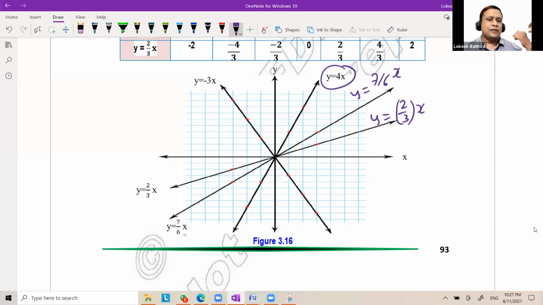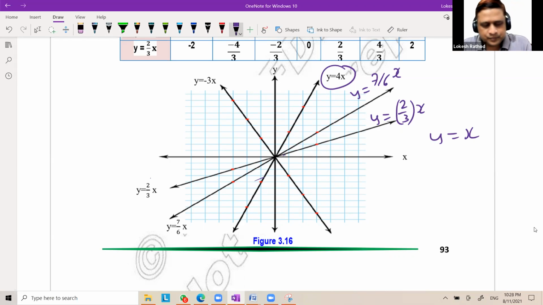I told you that if the slope is 1, that is y equal to x, right? That line is basically making a 45 degree angle. So if I draw the line, it will make 45. But since 2 over 3 is less than 1, it will be slightly less than 45 degrees. And this one will have slightly more than 45 because 7 over 6 is more than 1. Just for your reference, okay? You need not know that right now. Even if you don't understand, that's fine with me.